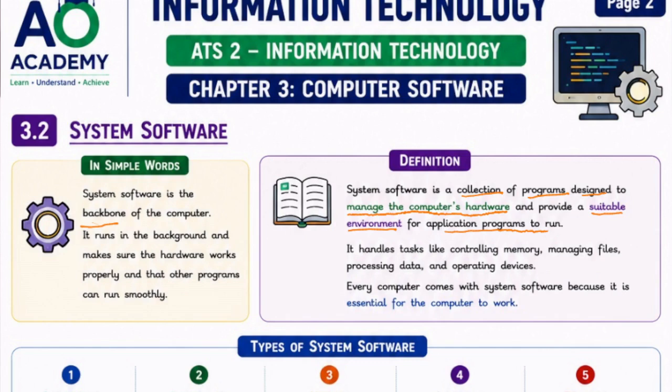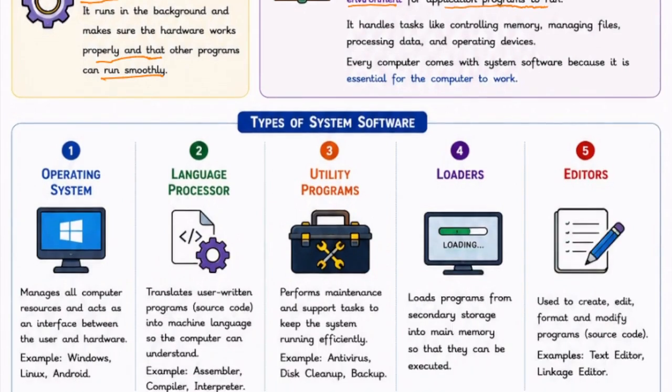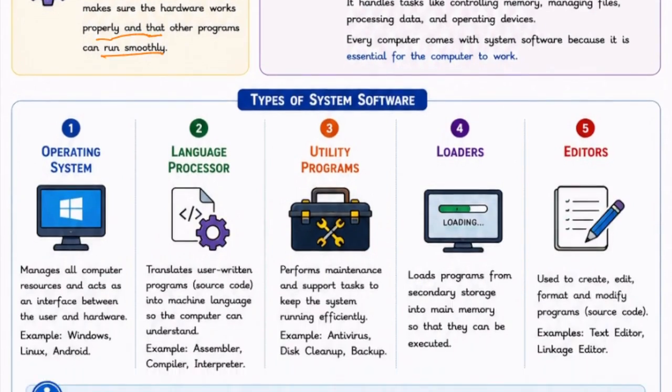It runs in the background and makes sure the hardware works properly and that other programs can run smoothly. Now let's move on to types of system software. We have number one, operating system. The examples I gave earlier are Android, iOS, Windows, Linux, and other examples.